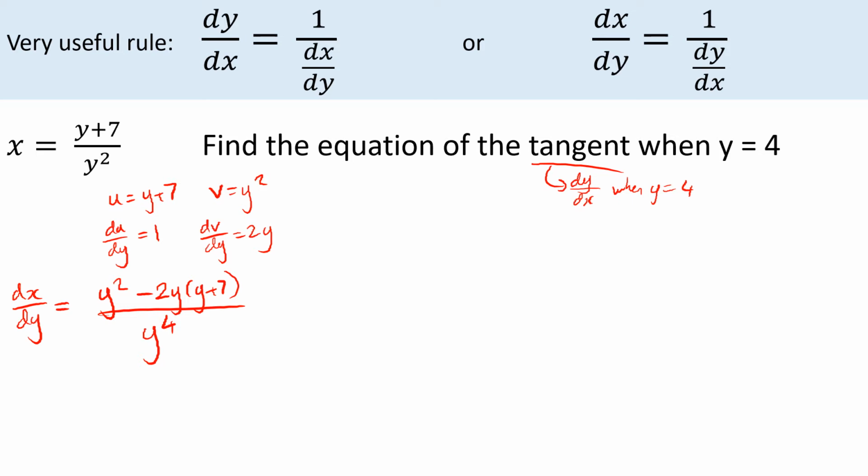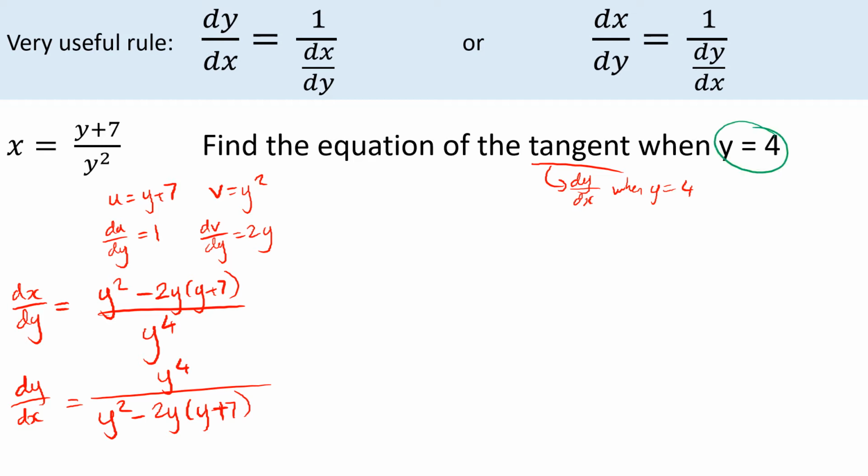It looks messy, but it should be fine. We could simplify the top, but there's actually not really any need here, because our dy/dx is just 1 over this, so we'll just flip it upside down. We'll say this is y to the 4 over y squared minus 2y, y plus 7. Now, you might be thinking, oh, that's annoying, it still isn't in terms of x, and that's true, but we can get around that because it tells us a y value that we can sub in.